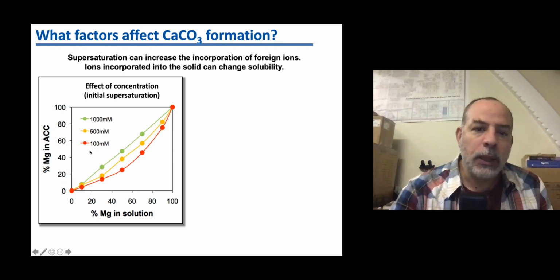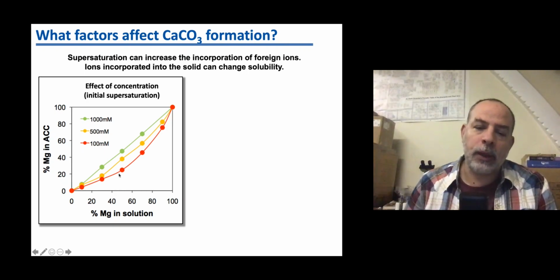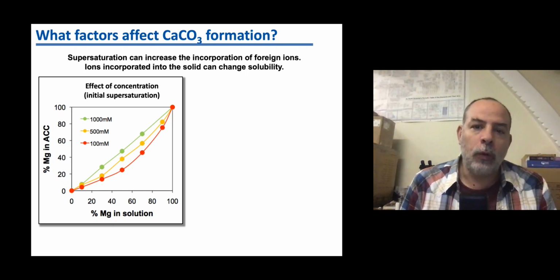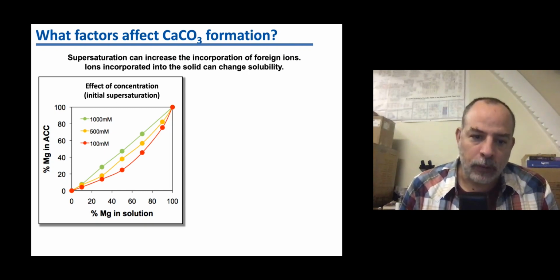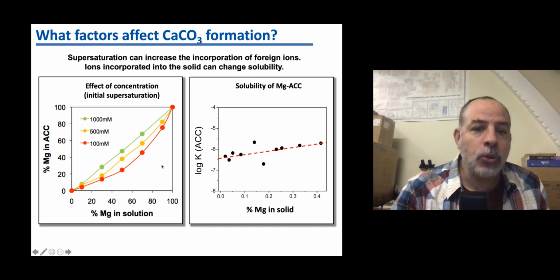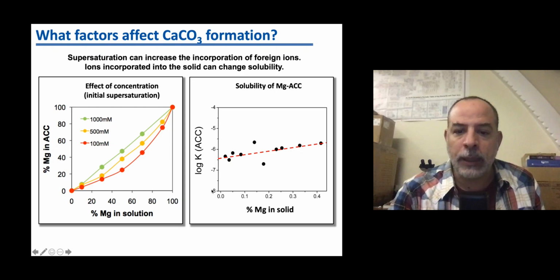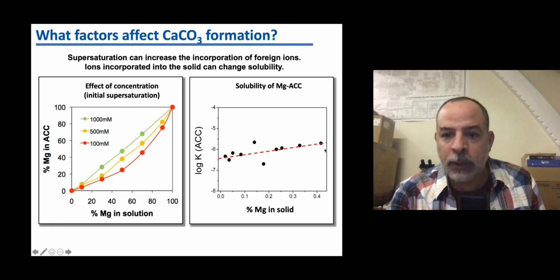So supersaturation increases the proportion of specific ions inside the structure of the amorphous phase. And this translates into changes, for example, in solubility and other thermodynamic properties. So depending on the amount of magnesium you have in the solid, the solubility of the magnesium-rich amorphous calcium carbonate can change.